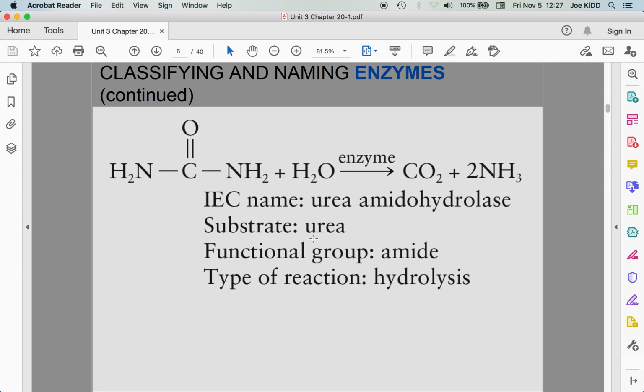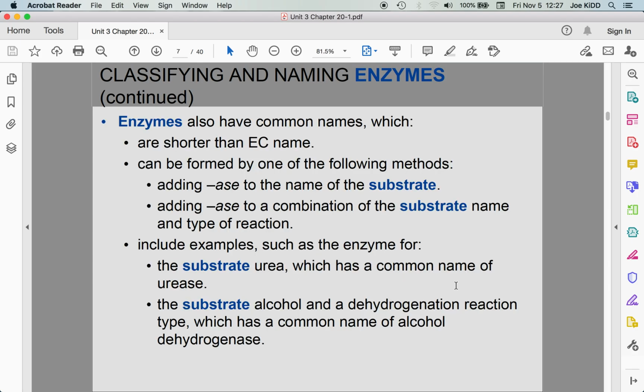In this case, the substrate group was the urea, the functional group is the amide, and the type of reaction would be hydrolysis. Obviously, these names can get kind of big, so sometimes we just shorten them. What typically ends up happening is we will just add ACE to the ending of the substrate. Sometimes we also will just add ACE to a little combination of the substrate and the reaction.